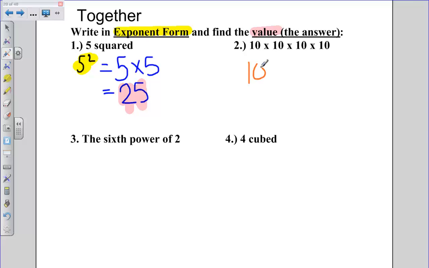My base number is 10. How many times am I multiplying 10 by itself? 1, 2, 3, 4. So it's going to be 10 to the fourth power. That's how I write my exponent form. Now, what is 10 to the fourth power? What's the value of that? Well, I'm going to multiply 10 4 times. That's what my exponent is. So I've got 1, 2, 3, and 4 times.